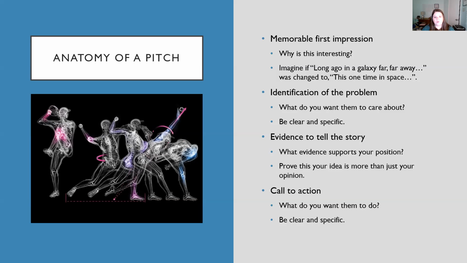You need to identify what it is you want them to do, right? And then you need to be clear and specific on that. So with this whole anatomy of a pitch, you're going to tell them why it's interesting, what you want them to care about, what evidence supports your position, and then what specifically you want them to do about it.